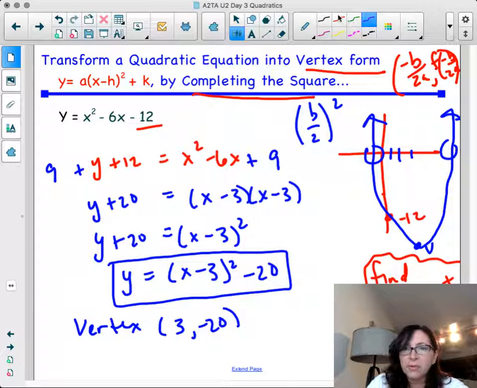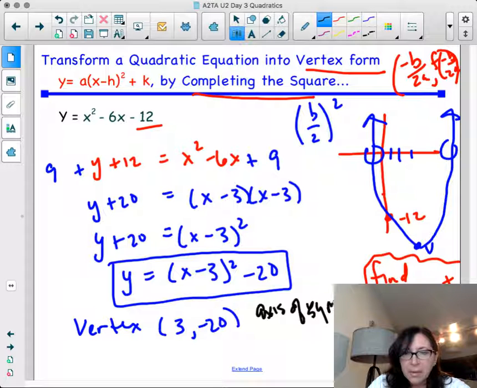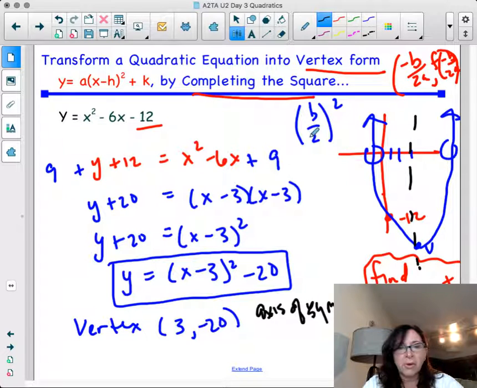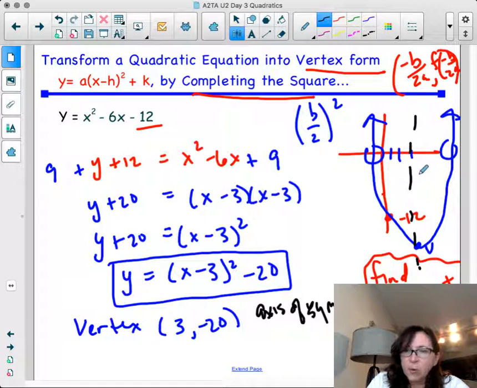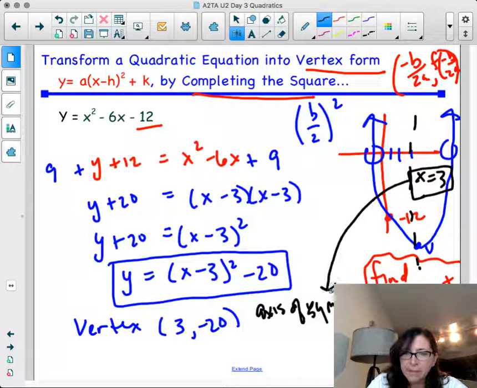I may also ask you for, let's say, the axis of symmetry. So keep in mind, the axis of symmetry is also this line that cuts my graph in half, where the graph is symmetric on both sides. That is an equation. So that's going to be x equals 3. And you find the axis of symmetry by this value right here, which is your x coordinate. So it's going to be x equals. If your line is vertical, it's always x equals.